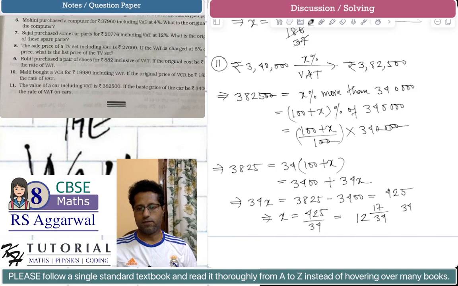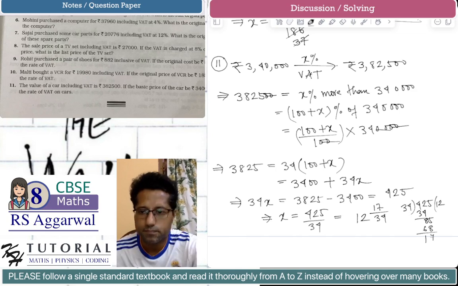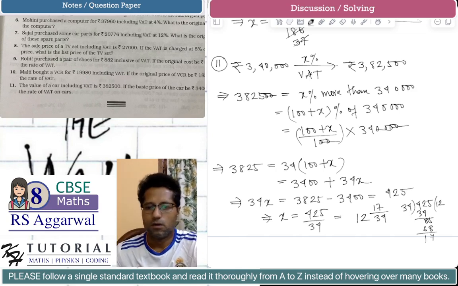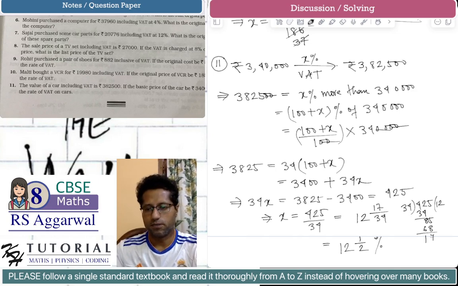What happens if we divide 425 with 34? We get 12 and 17 by 34. This is equal to 12 1 by 2. This much percentage is the VAT.